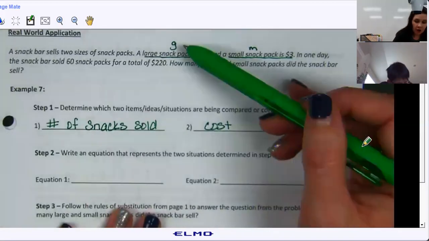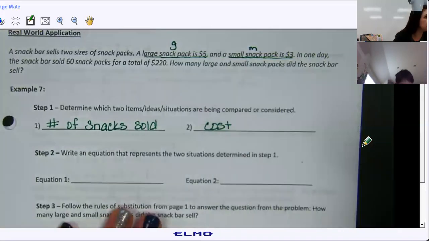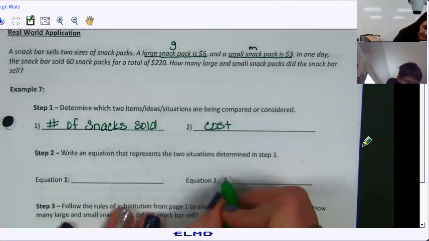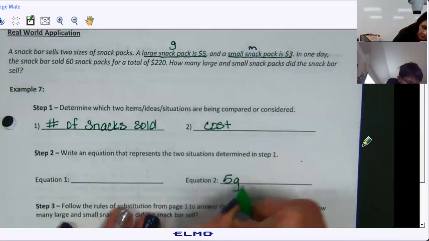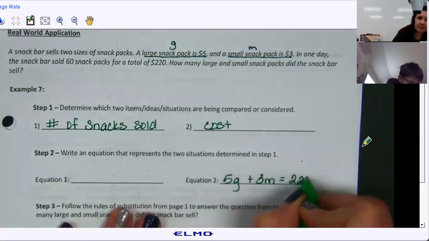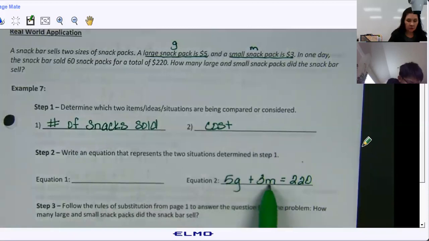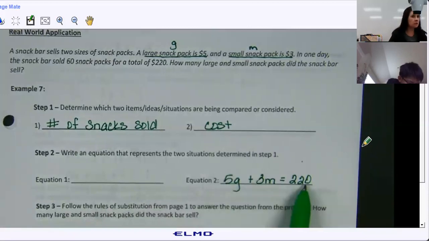And we know that the large costs 5 and the small costs 3, and they sold a total of $220. How would we write that in an equation? Not an inequality, because they sold exactly $220. So we're going to write it like this. 5G plus 3M equals a total of 220. And this is all based on the price. So each large snack is $5, each small snack is $3, and they sold a total of $220.